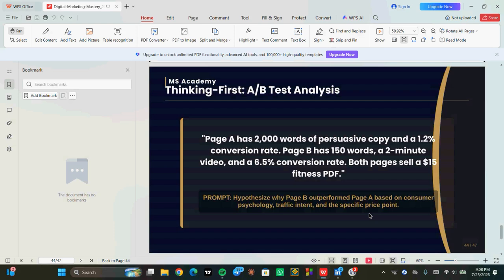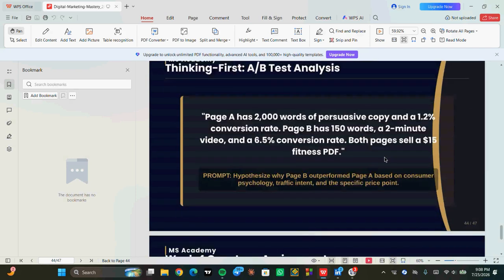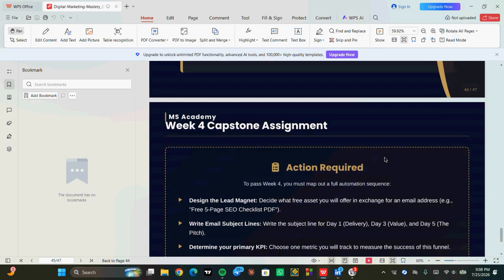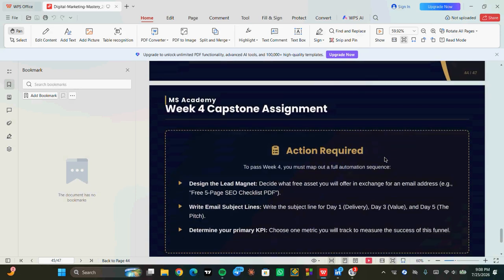Okay, so this is your week 4 capstone assignment. Now this is the last assignment for this cohort. So in order to pass week 4, you must map out a full automation sequence. Now in this case, what does this imply?